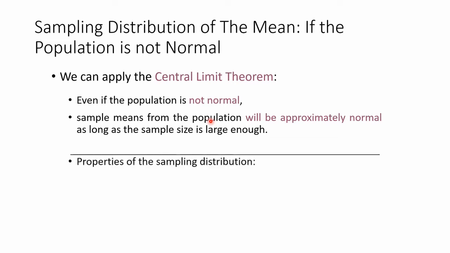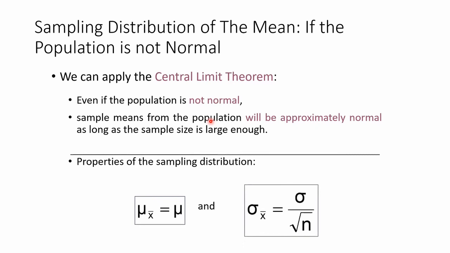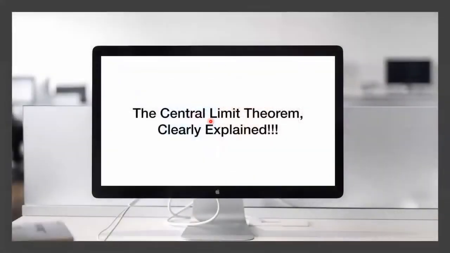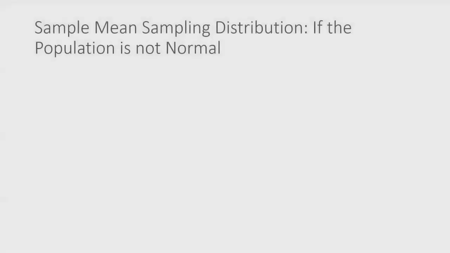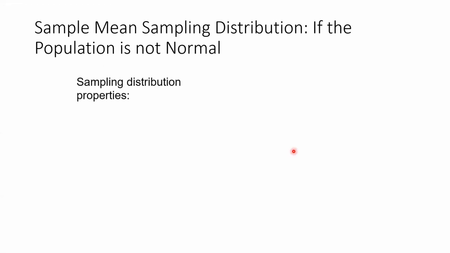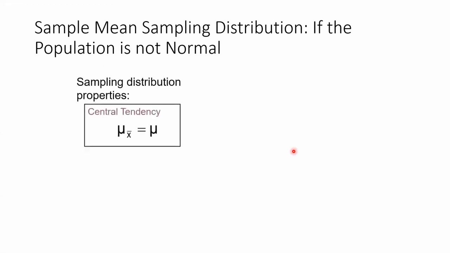So basically, in that case, your mu x bar would be mu and your sigma x bar would be sigma over root n. There's a video here that I have attached which explains this central limit theorem, right? Please do watch this video and you will get a better understanding of the central limit theorem. Now, here we are going to talk about if it's not normal, right?